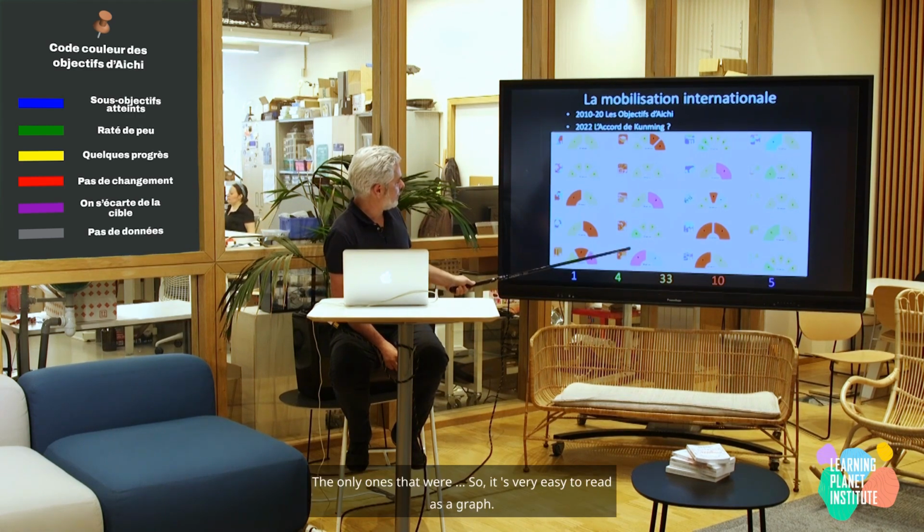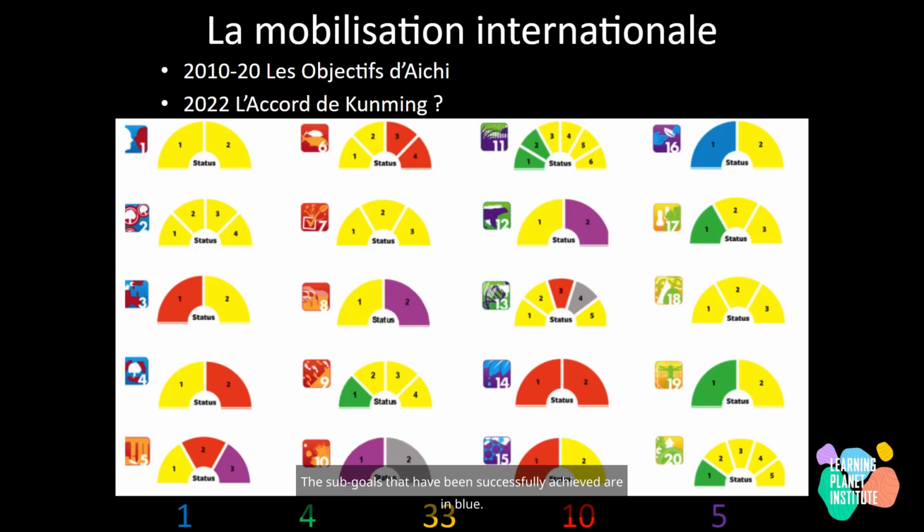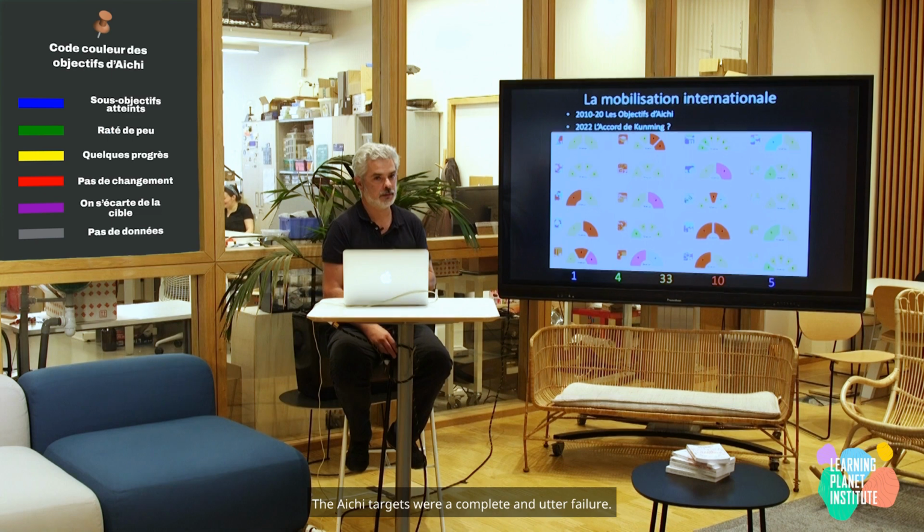It's very easy to read as a graph. The sub-goals that have been successfully achieved are in blue. So there is indeed one. Those that were missed by not much are in green. There are 4 in total. I'll let you guess the rest. The Aichi targets were a complete and utter failure.